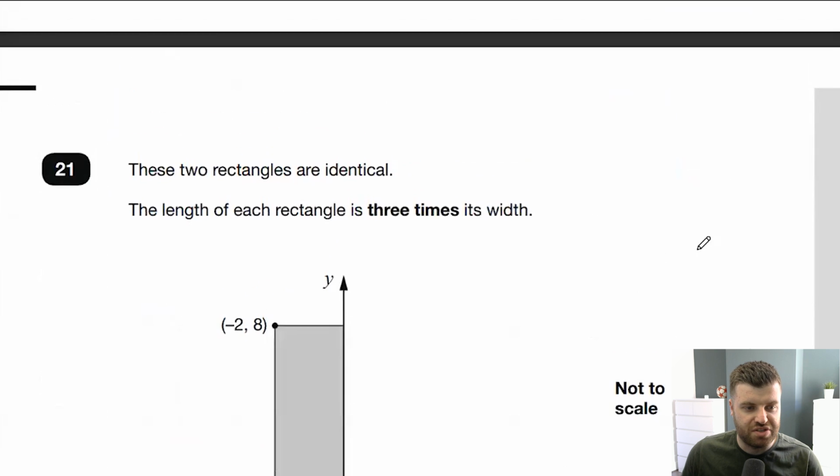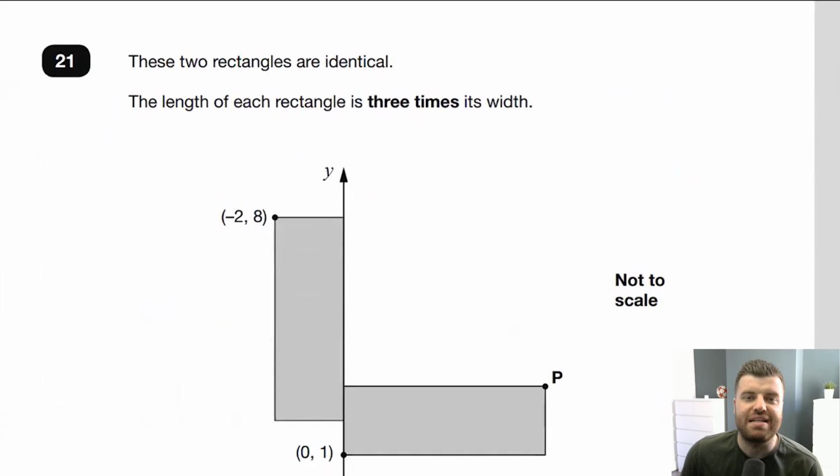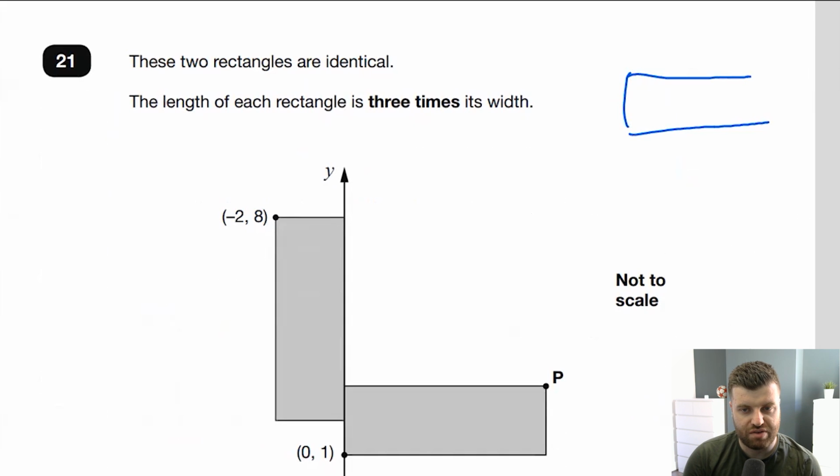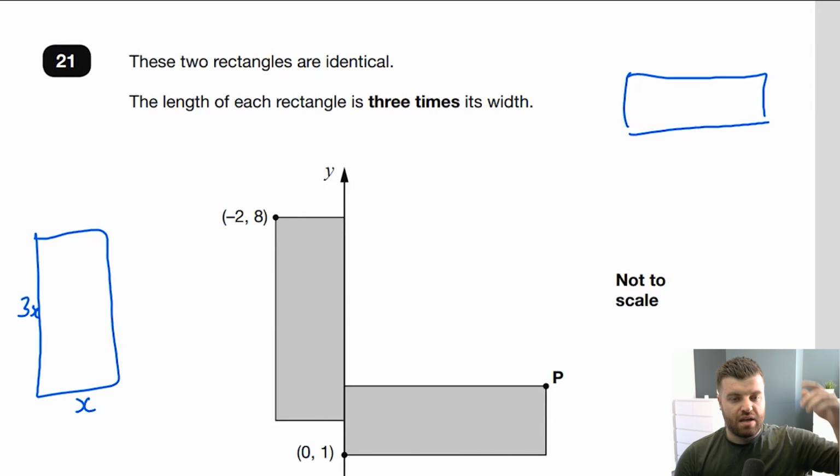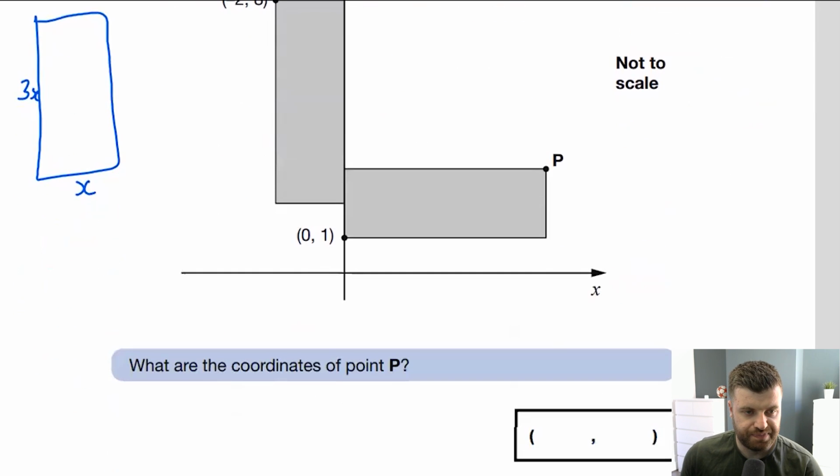And here's the final question. 21. These two rectangles are identical. The length of each rectangle is 3 times the width. So the length, I'm going to just draw it out really crudely, over here actually. The length is 3x, if that's x down there. Okay, so it's not to scale.